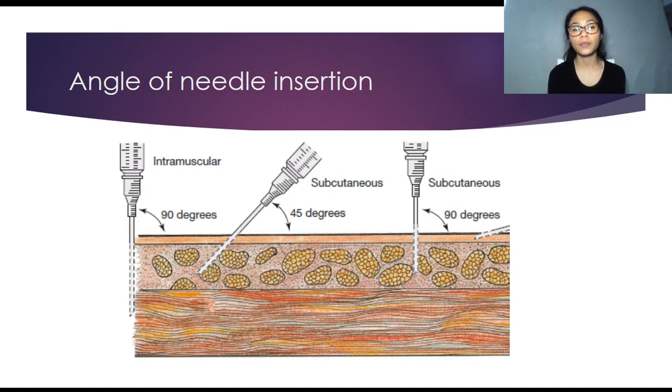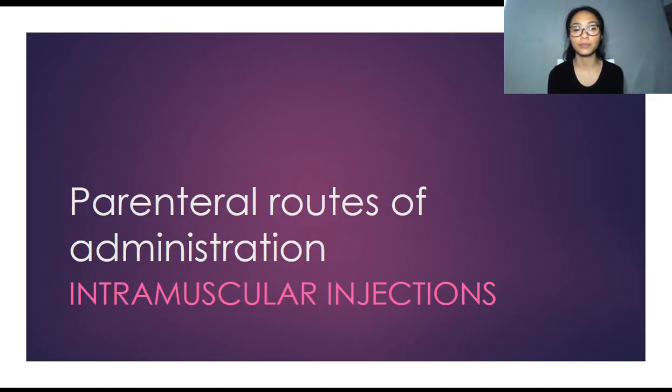We use a lower gauge, so maybe a 23 gauge needle that is a wider diameter. So remember, all the way back at the beginning of the presentation, the lower the gauge, the wider the diameter. The higher the gauge, the more narrow the diameter. So subcutaneous using a 25 gauge, intramuscular using a 23 gauge, varying in lengths.